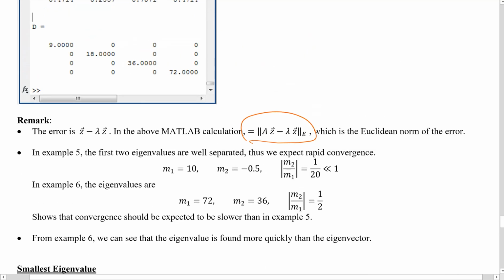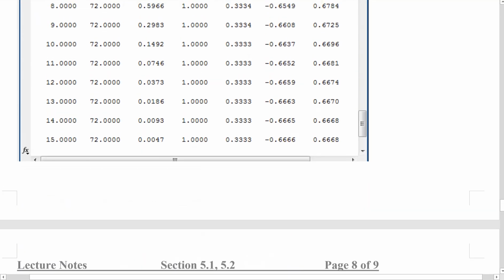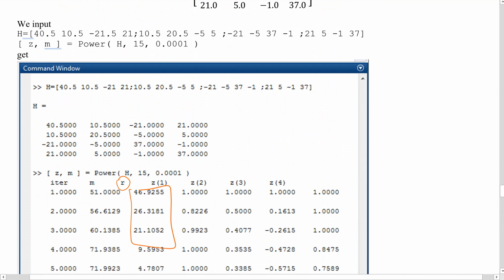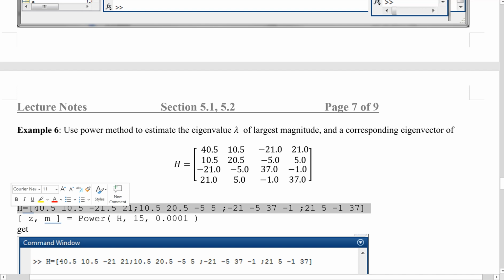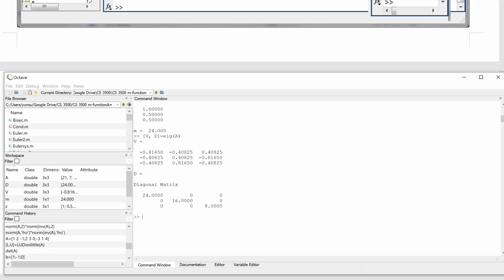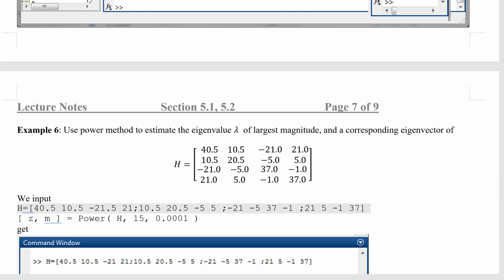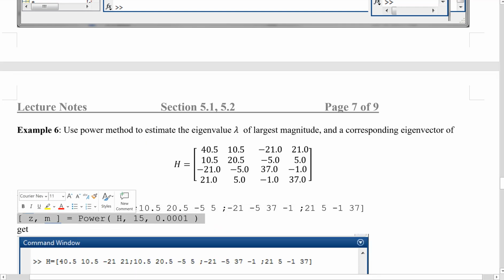We can actually do it here using Octave. Do you want to do that? I can show you. Example 5, we converge in 5 steps. Let's see how about example 6. Let me see when I copy it, does it work? Yes, it works. And then I can just copy this code.